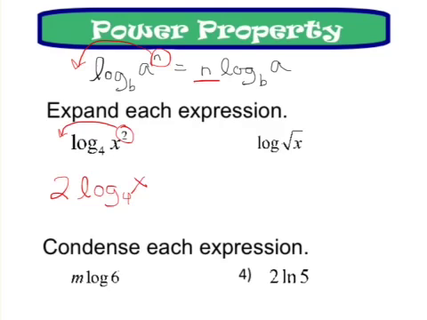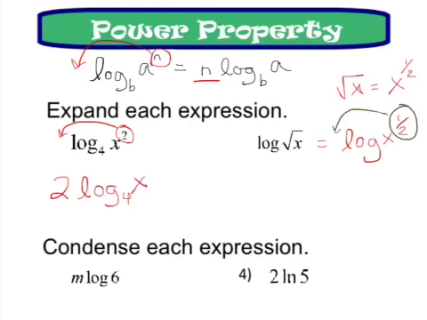The other example, the square root of x, if we can remember that square roots, we can write them as fractional exponents. This is actually log of x to the 1/2. And so we can take that exponent there, that 1/2 power, bring it to the front, and it'll simplify to 1/2 log of x.